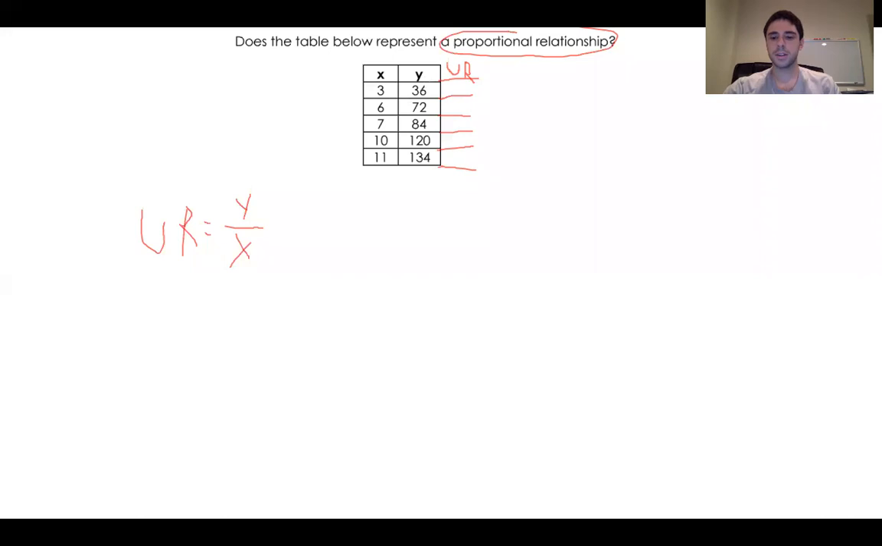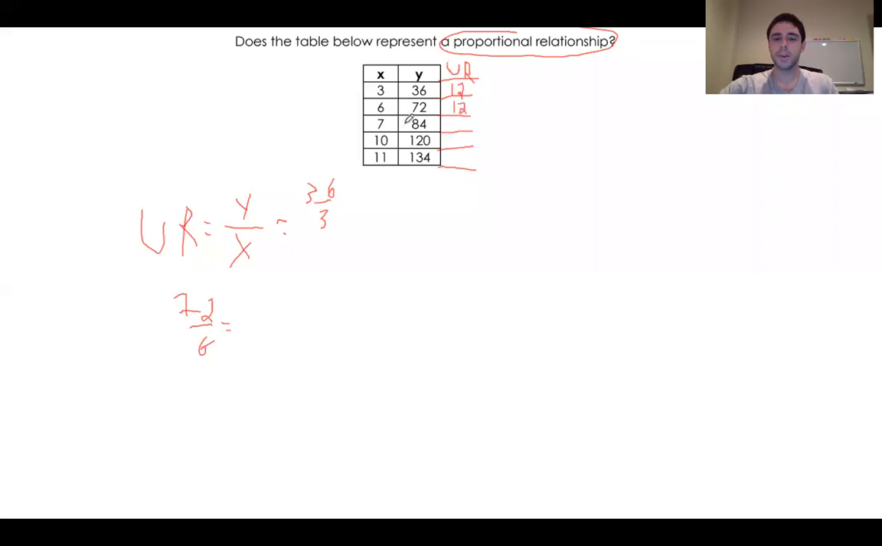I see two people got it. Right, I see a bunch of people got it already. Our first unit rate is going to be 12. Y over x, 36 over 3 is going to be 12. Awesome. What's our second unit rate? 72 over 6. Excellent. That one's also 12.